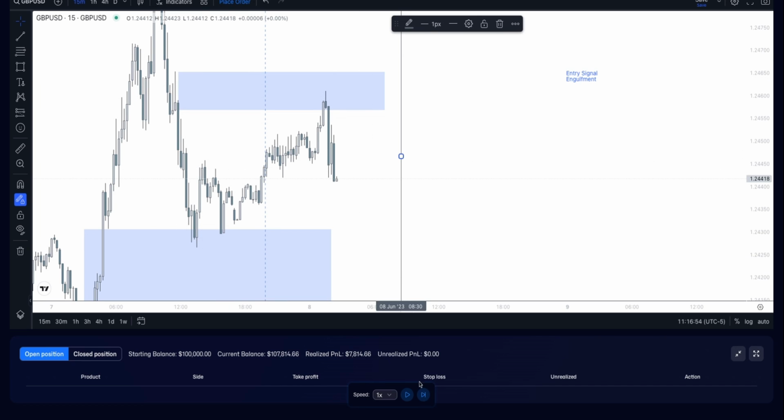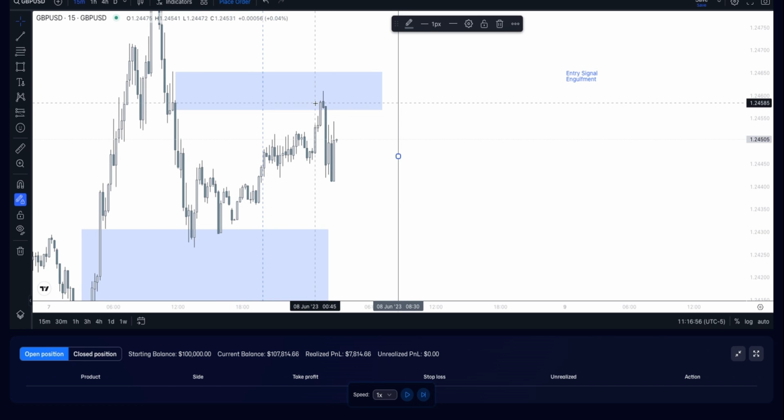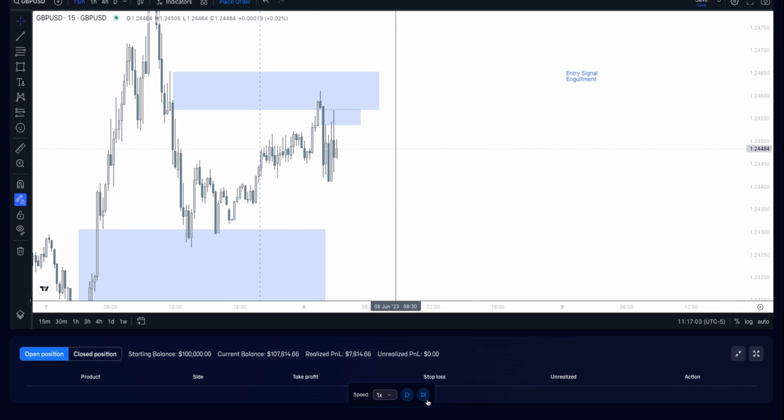I want to see a new 15-minute fair value gap. Okay, it traded now into this fair value gap, which is good. I would just want to see a rejection candle like that. Okay, so now I think I'm going to get involved. I'm going to take a short.